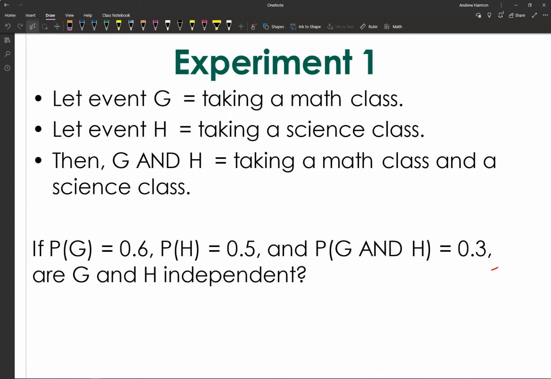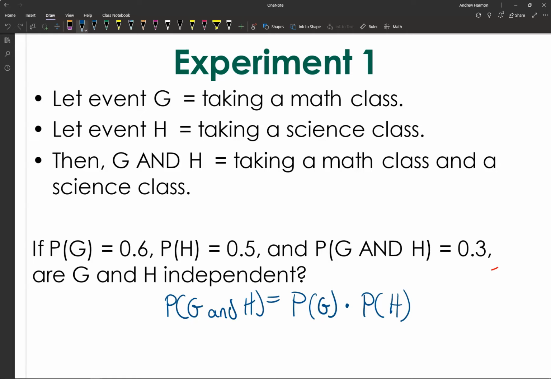So it says that the probability of G is 0.6 and the probability of H is 0.5 and the probability of G and H is 0.3. Are G and H independent of each other? So if we think about it, that means that the probability of math and science would have to be equal to the probability of math, and because it says and, we have to multiply, so times the probability of science. Now if that equation is true, then the two events are independent.